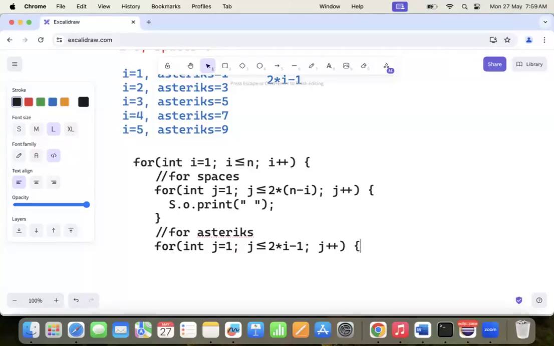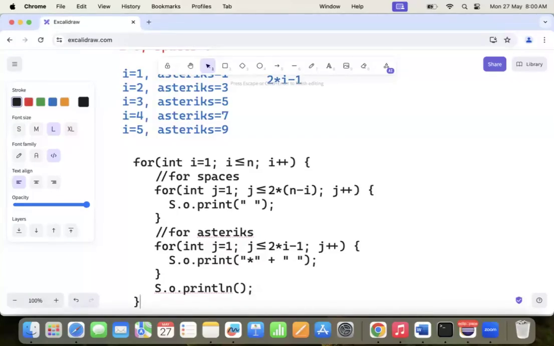Could you tell me now what to print here? System dot out dot print. And I should print what? Asterisk. Along with the asterisk, I also need to print one white space. Then after the first row is completed, after spaces and the asterisks, control should move to the next row. For that, I should write system dot out dot println.